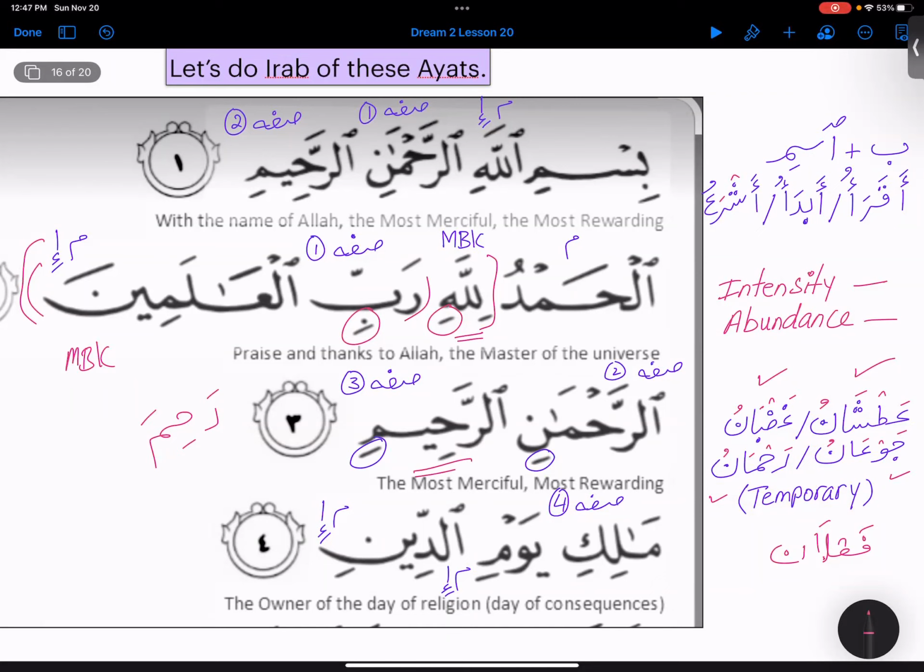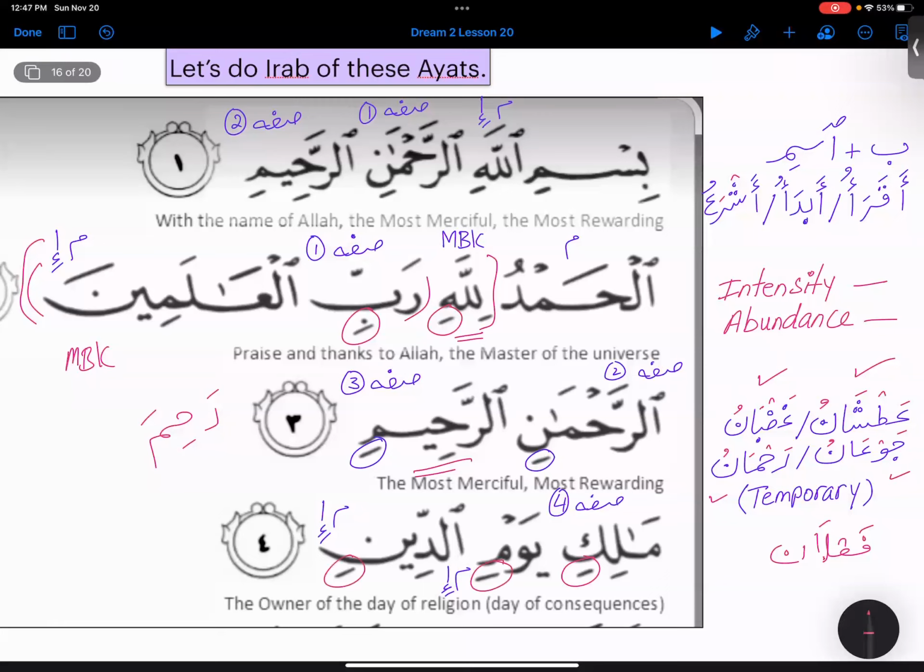Okay? And then Maliki Yawmiddin, just the last part of it, and then we're going to end our class here. Wa Maliki. Maliki or Maliki, both ways we can read that. So Maliki, again, why is it jar? It's idafa number four, Subhanallah. And then Maliki is light, no al. Yes. And then yawmi. It's idafa, an idafa fragment. And then again, yawmi is light, no al. Another idafa going on.